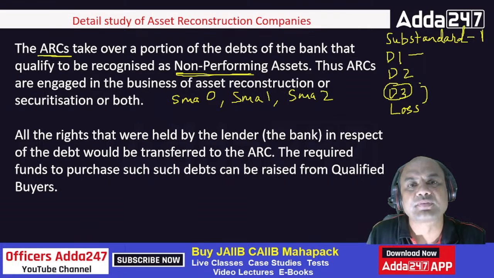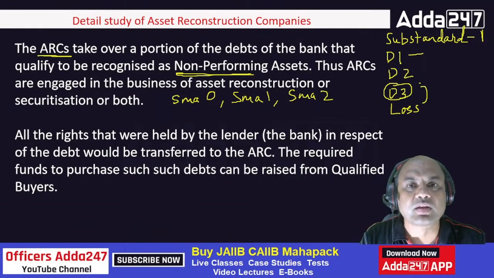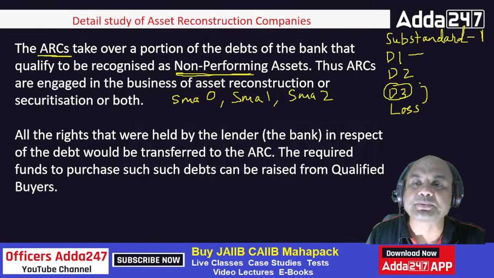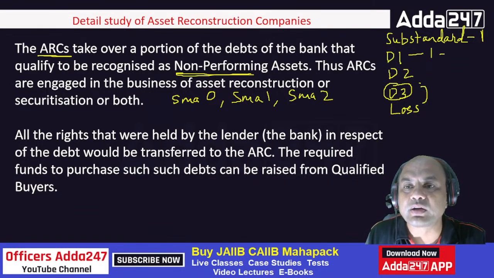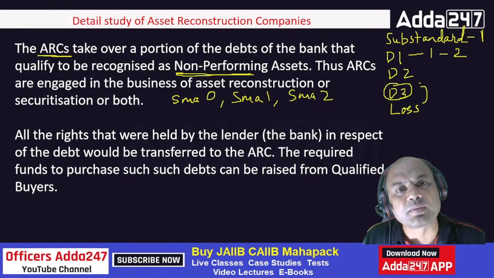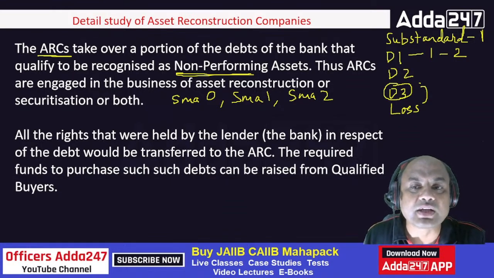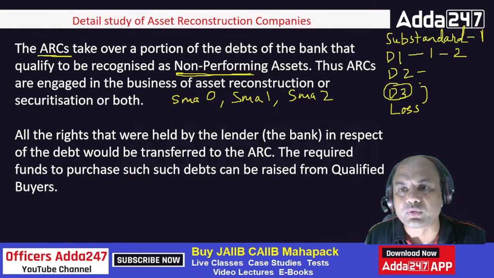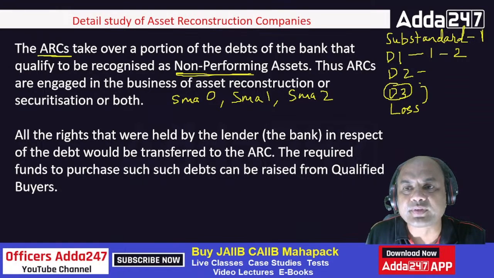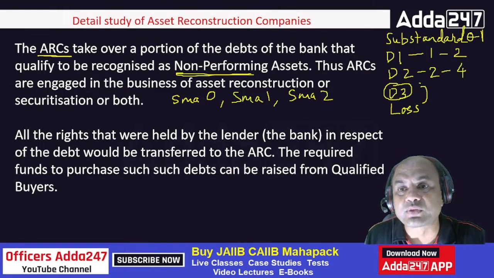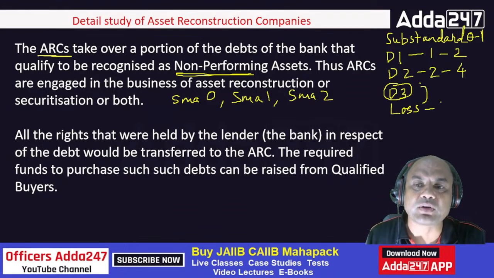Then what is D1? D1 means doubtful 1. After substandard, it is from 1 to 2 years. When the loan still remains NPA and nothing is recovered, then it's called D1. Now what is D2 then? It is 2 to 4. So this is 0 to 1, that is a better classification, then 1 to 2, then 2 to 4. Remember, D2 is for 2 years. And after that it is loss. Anything beyond 4 is loss.